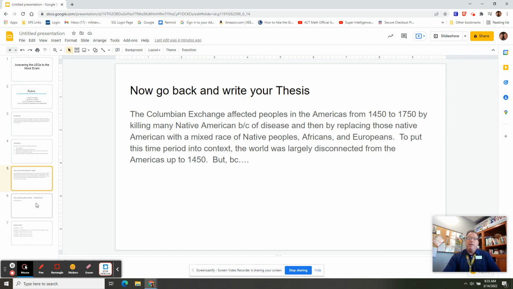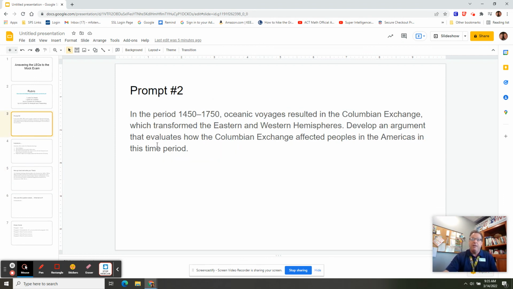And again, I think a lot of times if the student just backs up and understands that what they're doing is asking a question that is fairly big, it is something that I promise you we talked about in school. They give you three of these things to choose from, and when you're picking the Columbian Exchange, read it, make sure you understand what they're really asking, and develop an argument that evaluates how the Columbian Exchange affected peoples in the Americas, not peoples in Africa, not peoples in Europe, peoples in the Americas. So there you go.